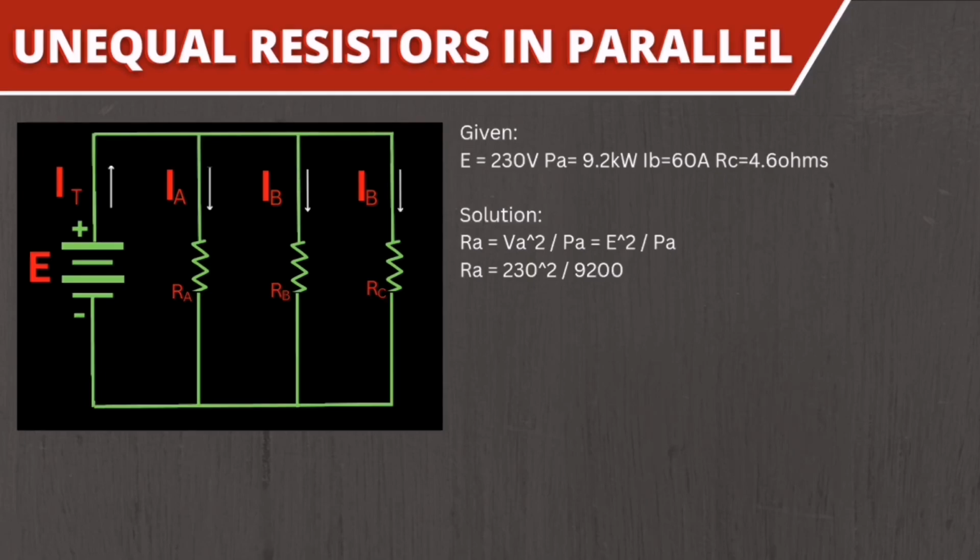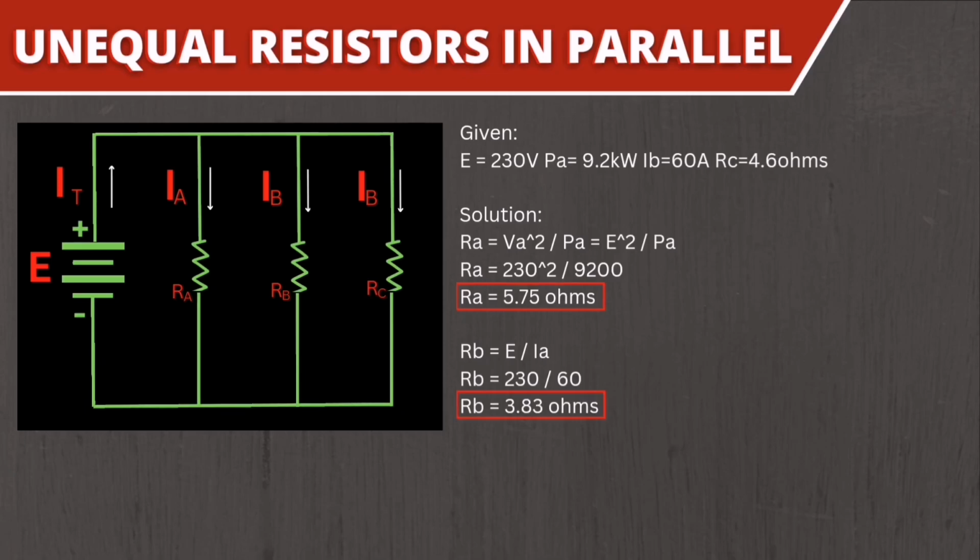Substituting the values of E and P sub A from the given, we have 230 volts squared divided by 9200 watts. The answer will be 5.75 ohms. For R sub B, it is equal to E over I sub A. So we have 230 volts over 60 amperes that will result to 3.83 ohms.